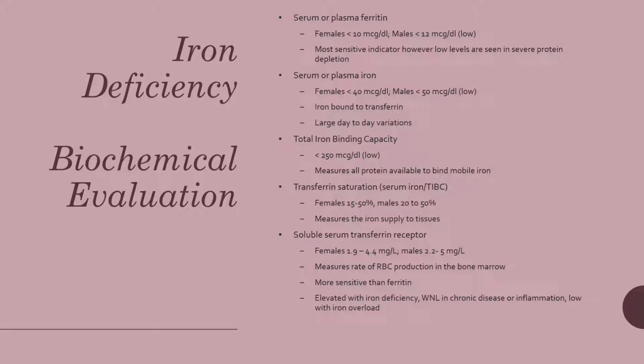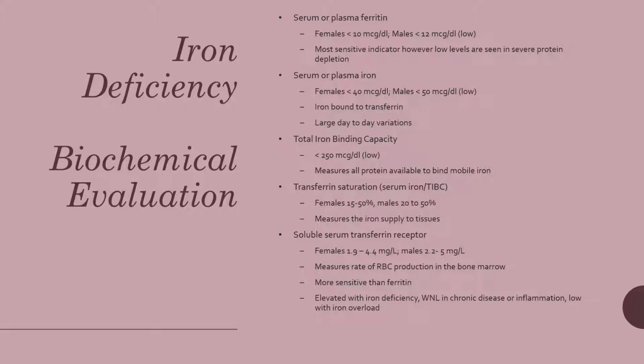A quick summary of the biochemical evaluation for iron deficiency anemia. Serum or plasma ferritin. You've got for females less than 10, for males less than 12. Again, this is our most sensitive indicator. However, low levels will show up if we also have severe protein depletion.